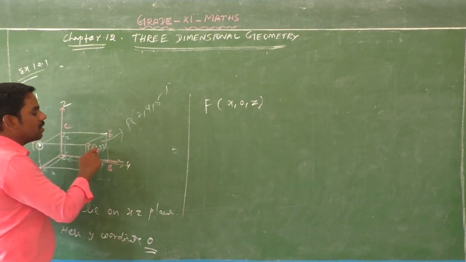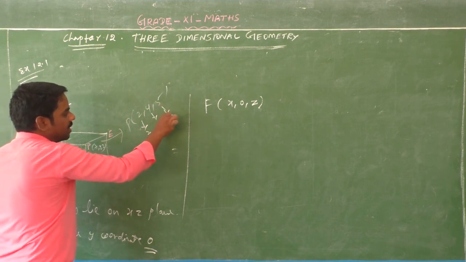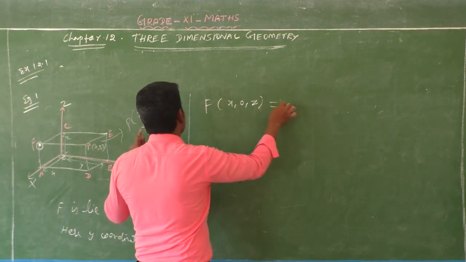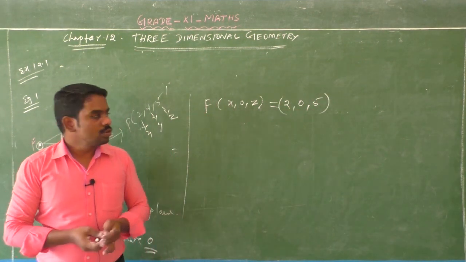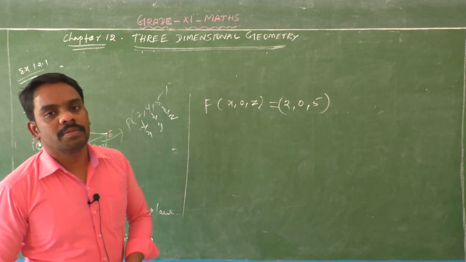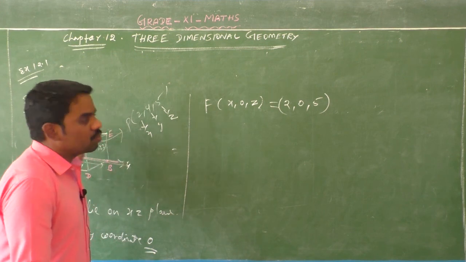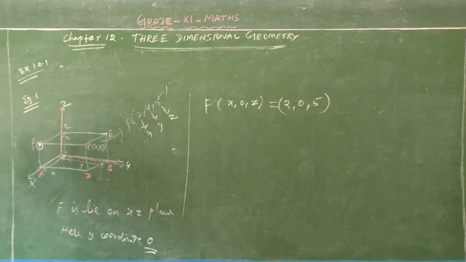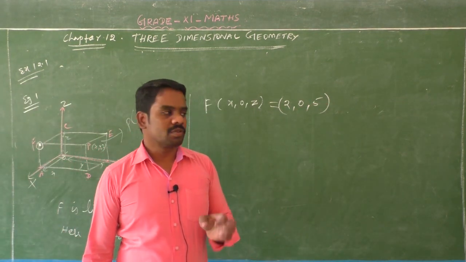Here P is x comma y comma z equal to 2, 4, 5. This is x, this is y, this is z. Here y is 0, so the x value is 2, the y value is 0, and the z value is 5. Therefore, the coordinates of point F are 2 comma 0 comma 5. So this point F lies on the XZ plane. Here the distance along OY is 0, that is, the y coordinate value is 0. The x coordinate value is 2 and the z coordinate value is 5. Therefore, the coordinates of F are 2 comma 0 comma 5. Very simple question.